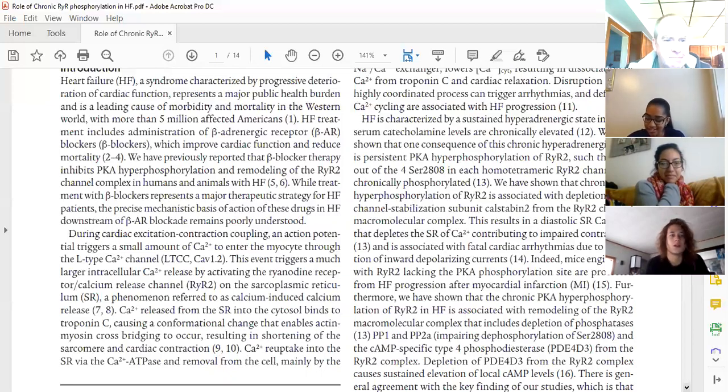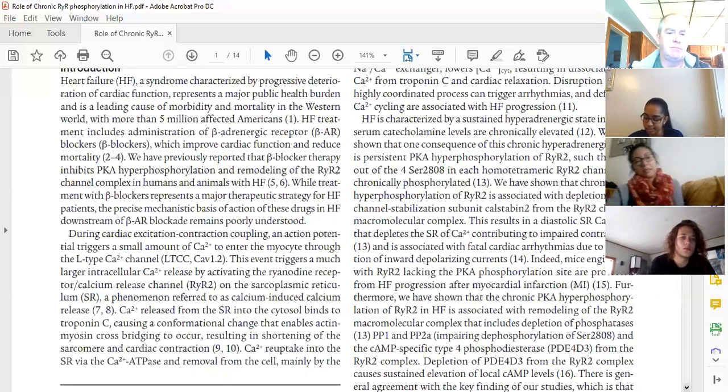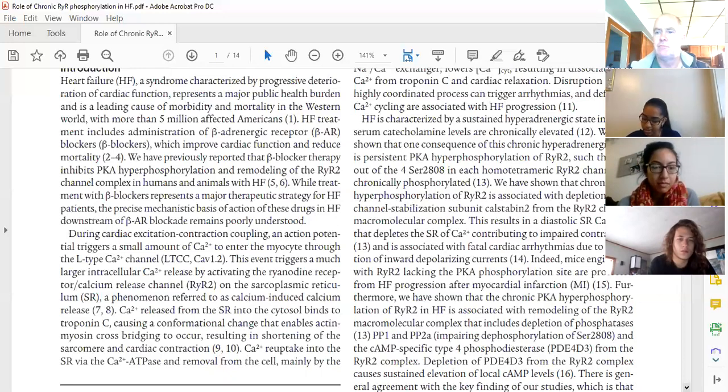During cardiac excitation-contraction coupling, an action potential triggers a small amount of calcium to enter the myocyte through the L-type calcium channel. This event triggers a much larger intracellular calcium release by activating the ryanodine receptor calcium release channel on the sarcoplasmic reticulum, a phenomenon referred to as calcium-induced calcium release. Calcium release from the sarcoplasmic reticulum into the cytosol binds to troponin C, causing a conformational change that enables an actin-myosin cross-bridge to occur, resulting in shortening of the sarcomere and cardiac contraction.